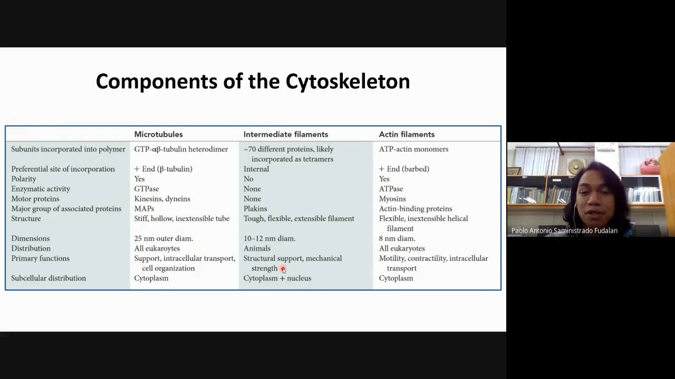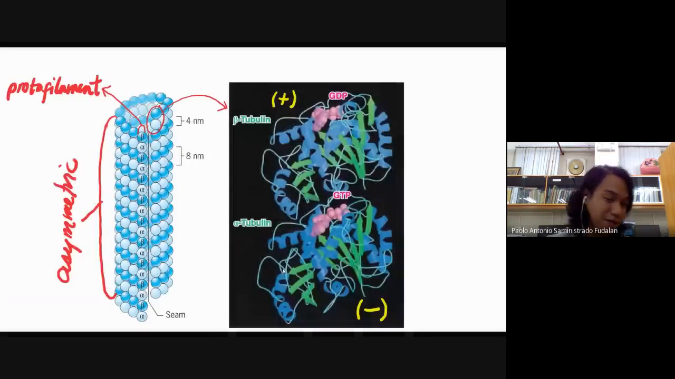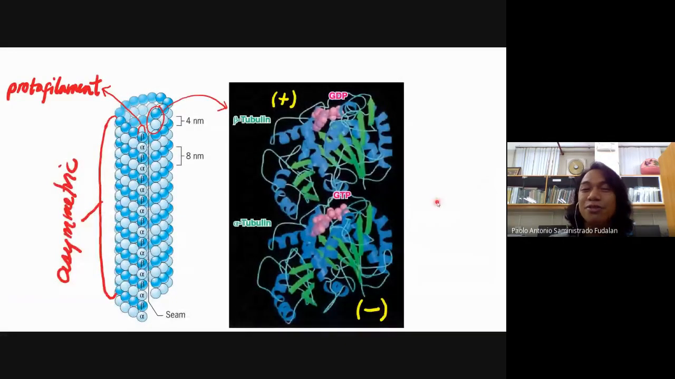All right. So let's move on to the next slides because we are going to detail there the structure and the other things about these cytoskeletal elements. Starting with this one. Okay. So anyone who wants to explain what we see here on this slide?